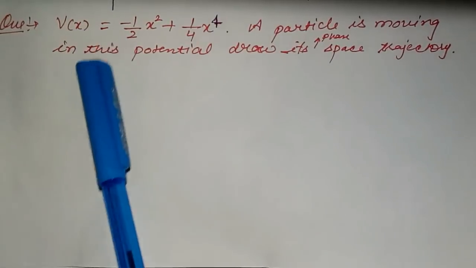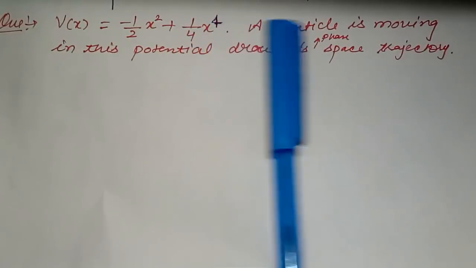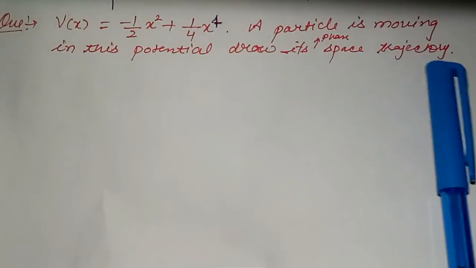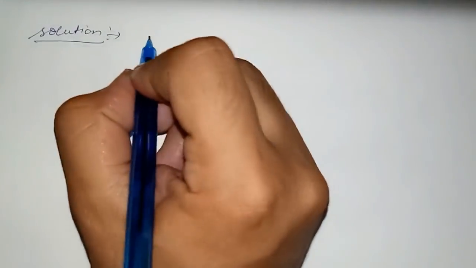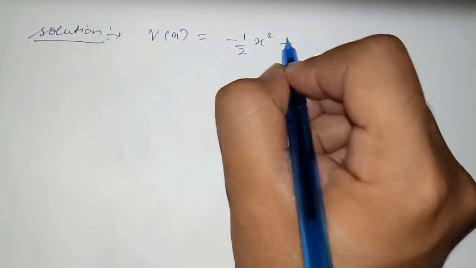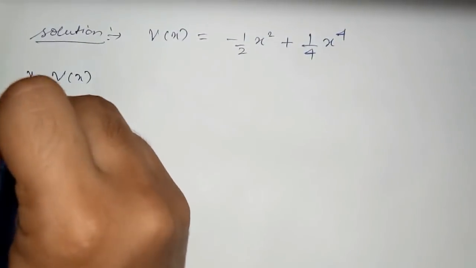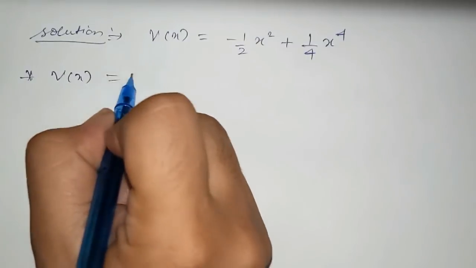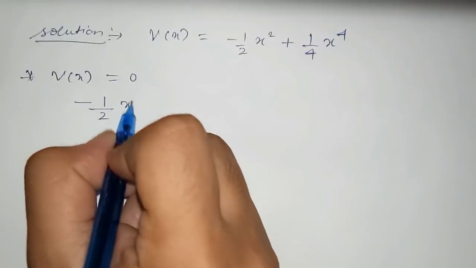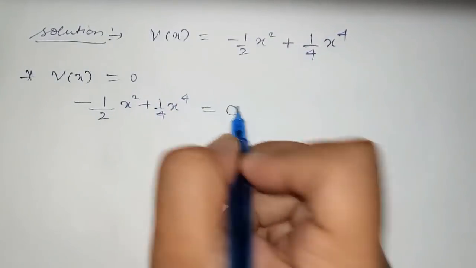The question: potential equal to minus half x square plus 1 upon 4 x to the power 4. A particle is moving in this potential. Draw its phase space trajectory. The solution: V of x equal to minus half x square plus 1 upon 4 x to the power 4. In the first case, we put V of x equal to 0. The value of V(x) is minus half x square plus 1 upon 4 x to the power 4 equal to 0.